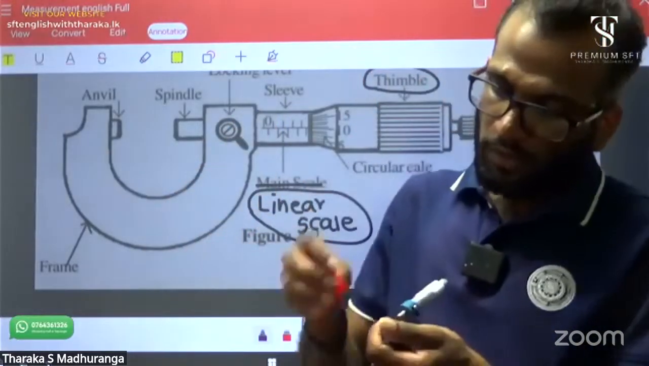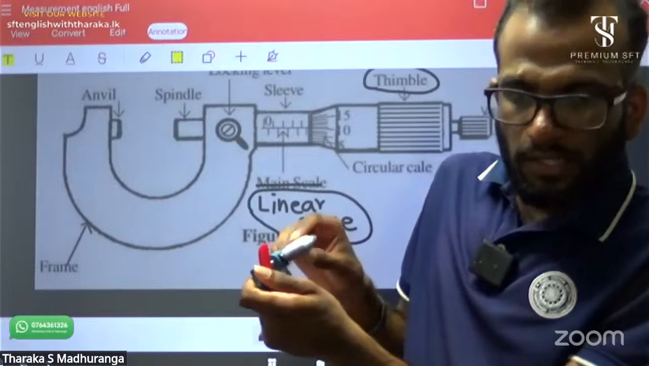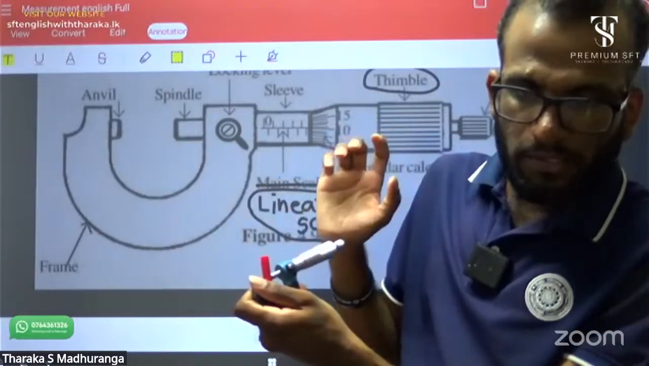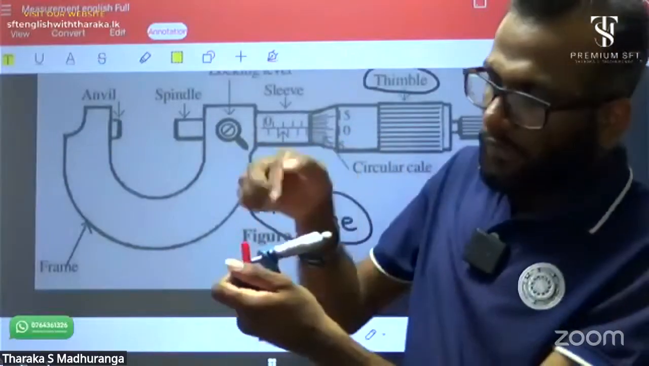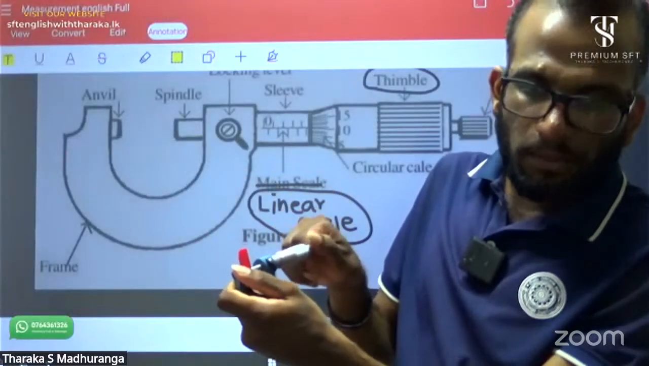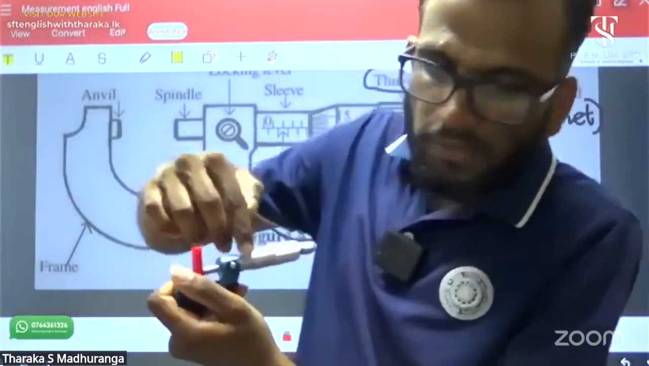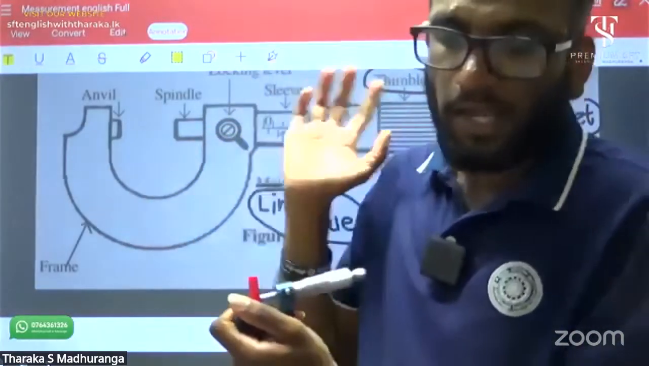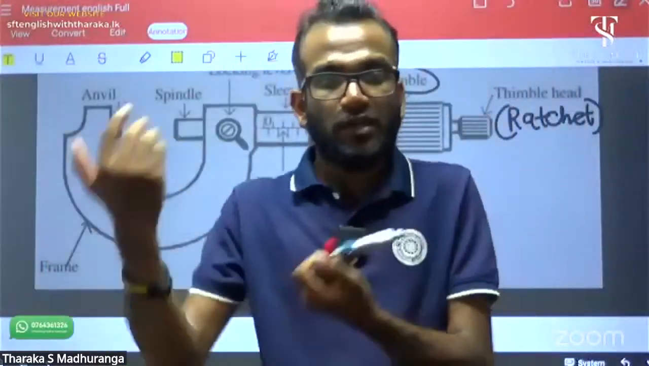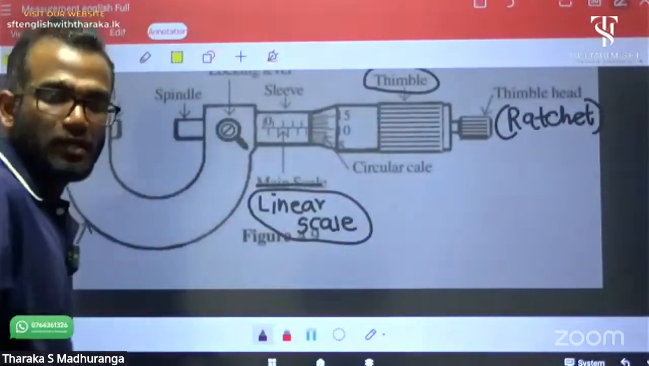These steps are very important. Place the object close to the anvil and tighten the thimble until the spindle reaches close to the object. When it has reached close to the object, turn only by the thimble head or ratchet until the clicking sound comes. Then using the linear scale and circular scale positions, we can calculate the reading. We can read the measurement the same as with a vernier caliper. Understood? Clear now, right?